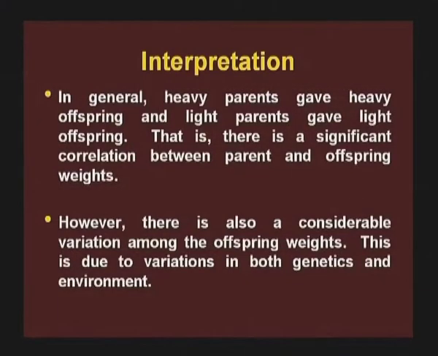The interpretation of this experiment is that, in general, heavy parents, meaning heavy seed weight, gave heavy offspring, and light parents gave light offspring. That is, there is a significant correlation between parent and offspring weights. However, there is also considerable variation among the offspring weights. This is due to variation in both genetics and the environment.